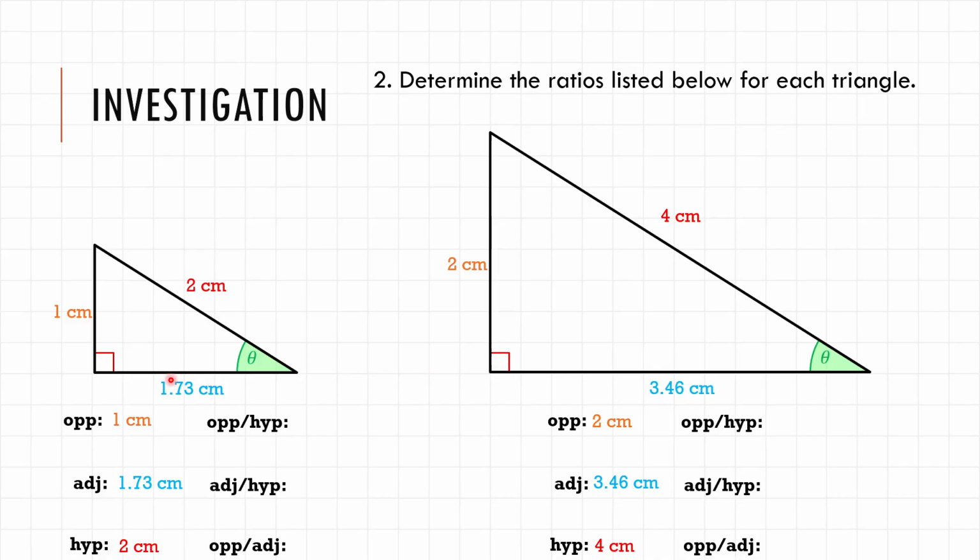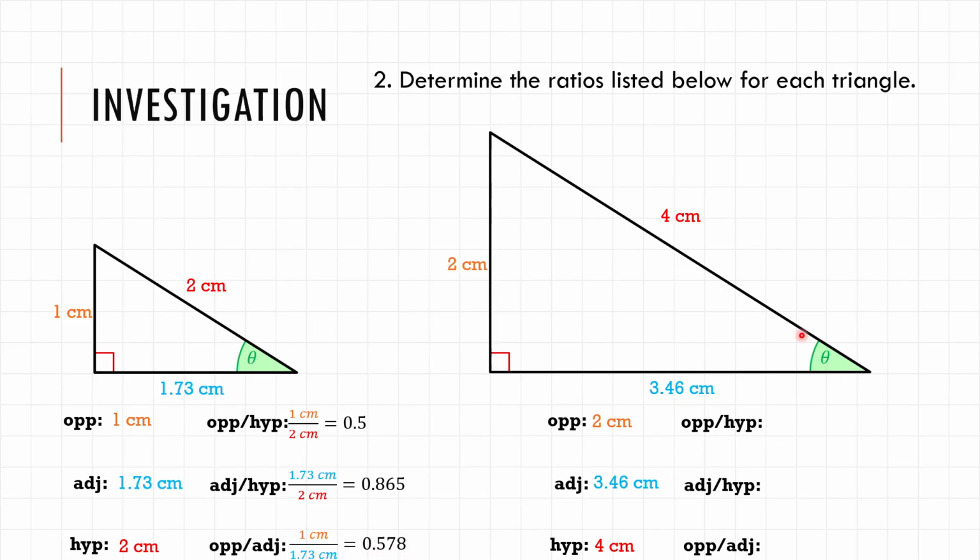Okay, so hopefully you are able to take the opposite, which is 1, divided by the hypotenuse, which is 2, and 1 divided by 2 is 0.5. Adjacent divided by hypotenuse, 1.73 divided by 2 is about 0.865. And opposite over adjacent, 1 divided by 1.73 is about 0.578.